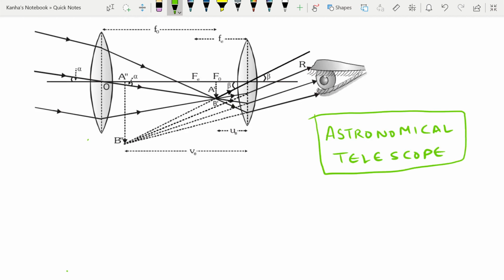Next we talk about the astronomical telescope. So a telescope is used to see distant objects. What do we have here? You have rays coming in from infinity which are almost parallel. Then because they are coming very close or parallel to the principal axis, they converge at the focal plane. So the convergence is at a point B prime. This will be the first image from the objective lens. This image is, as you can see, real and inverted.